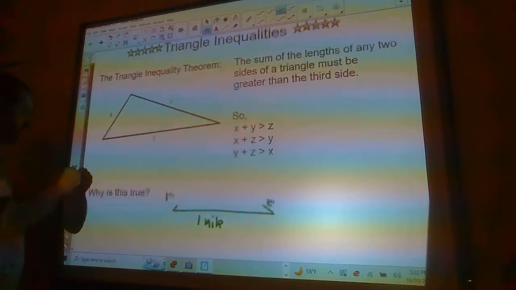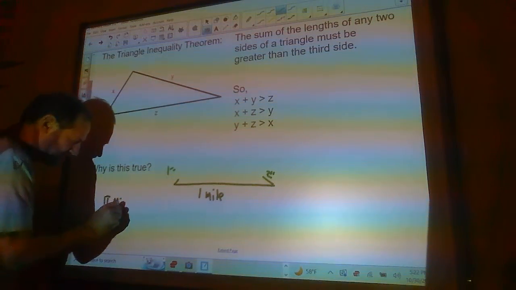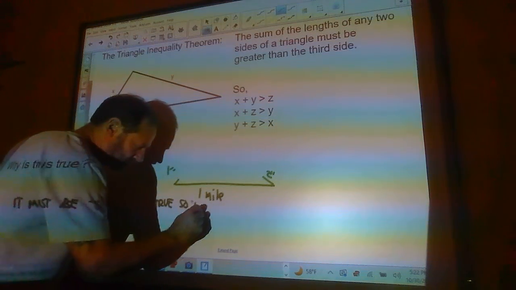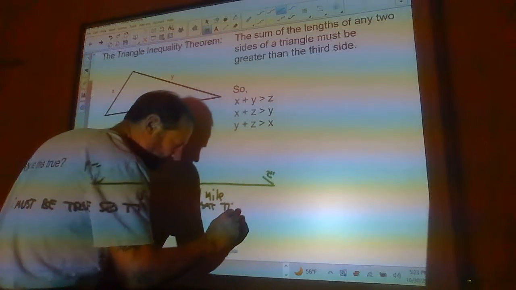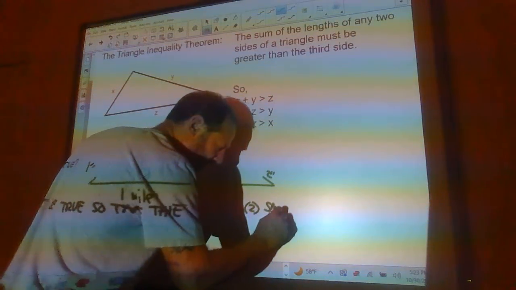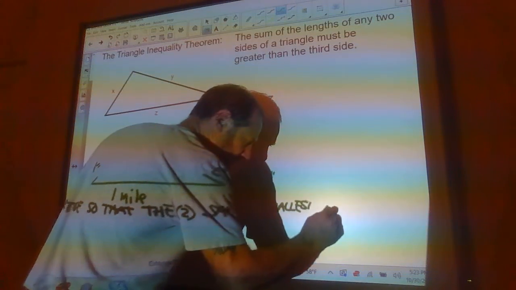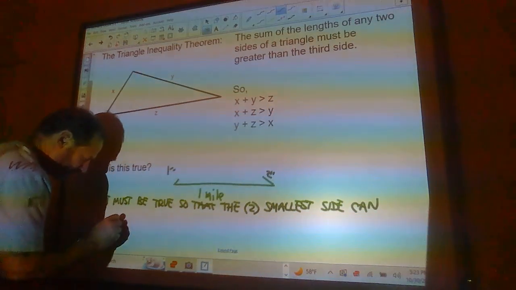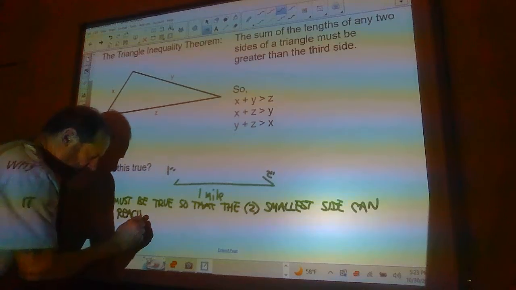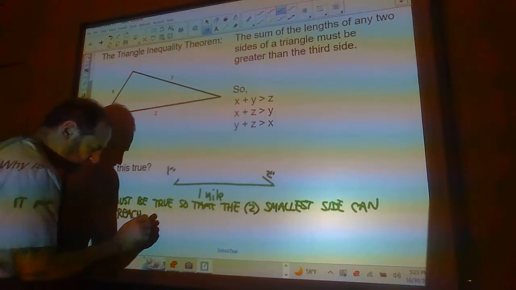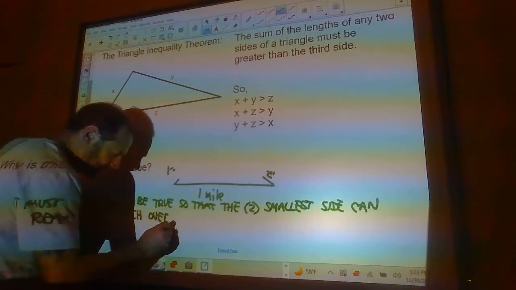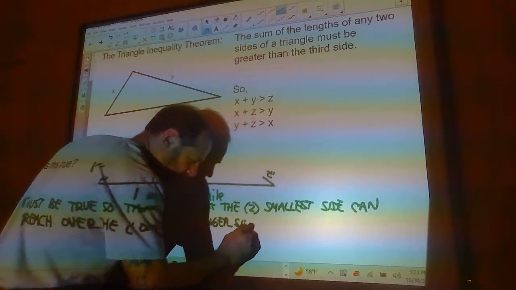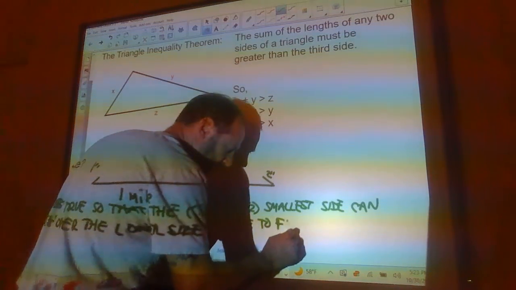So why is it true? It must be true so that the two smallest sides can reach over the longer side to form a triangle.